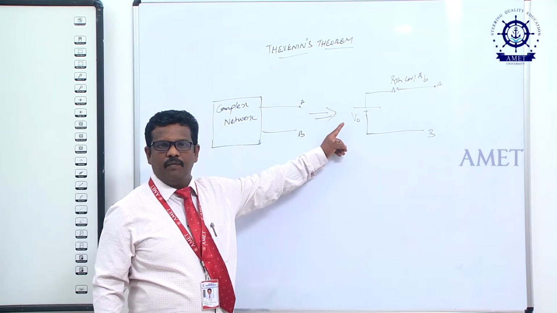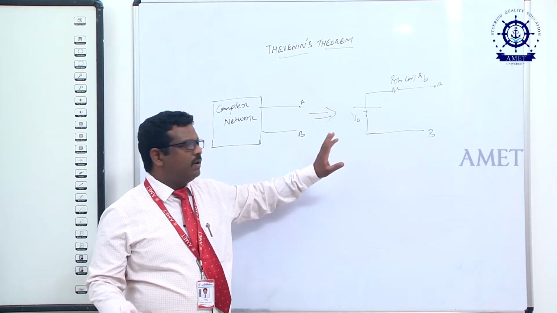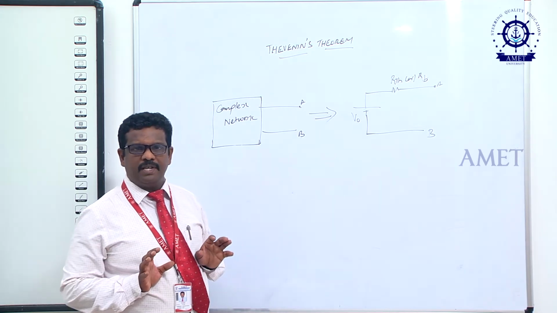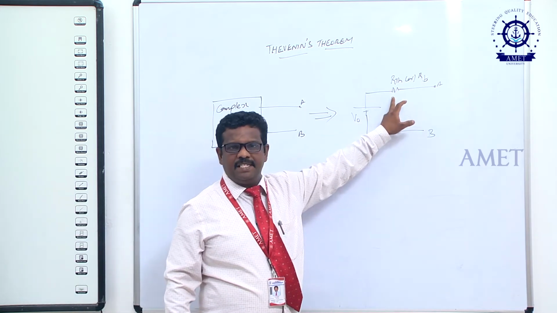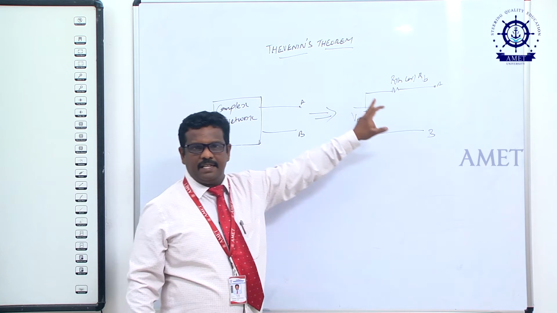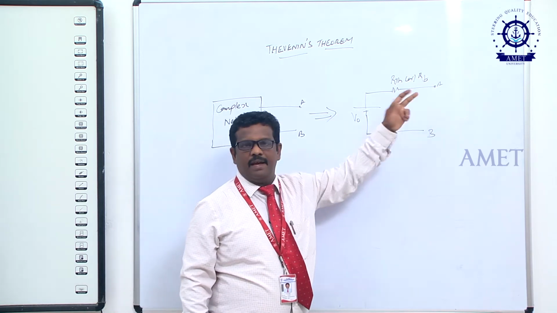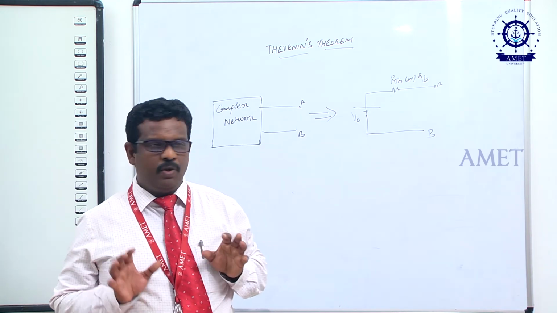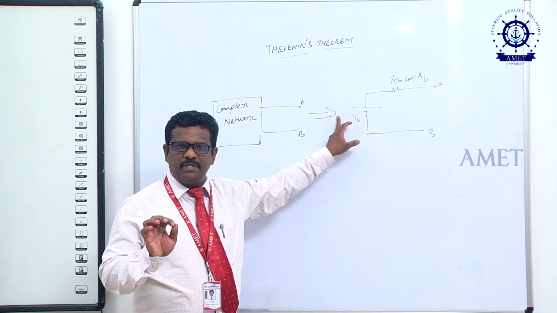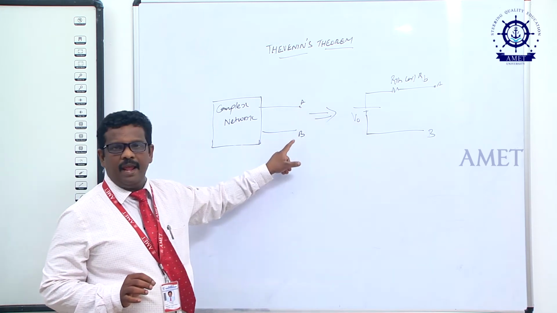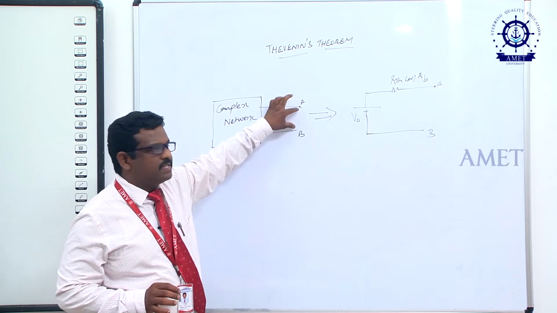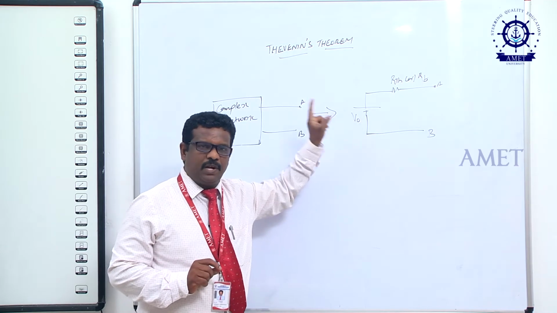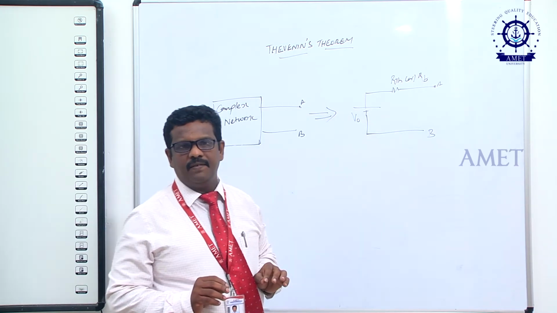What is this V suffix O? Very simple. V suffix O is nothing but the open circuit voltage. R suffix TH is nothing but the Thevenin's resistance, or looking back resistance; both are the same. V suffix O is the open circuit voltage at the terminals A and B, that is, the voltage across terminals A and B at open circuit. RTH is the Thevenin's resistance.